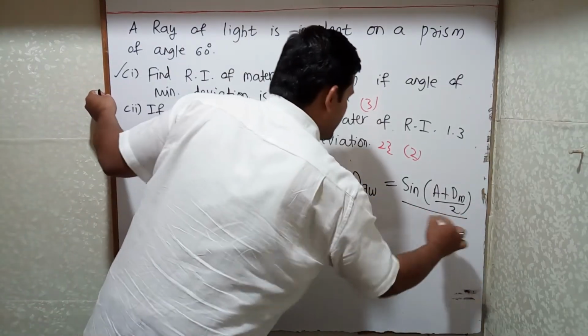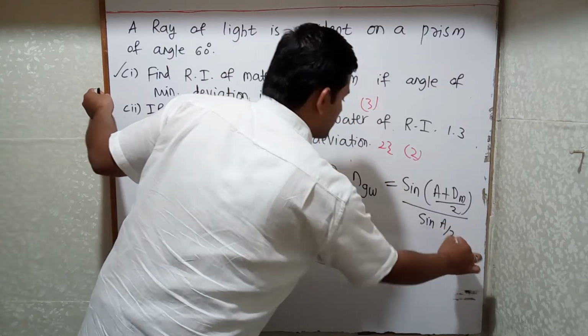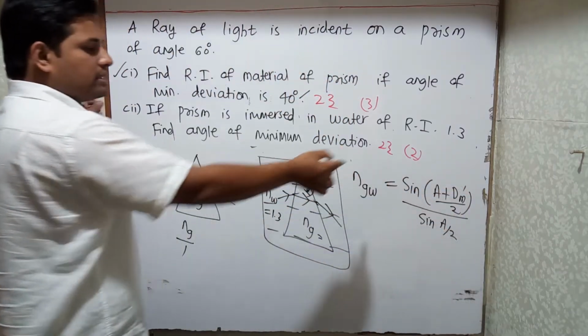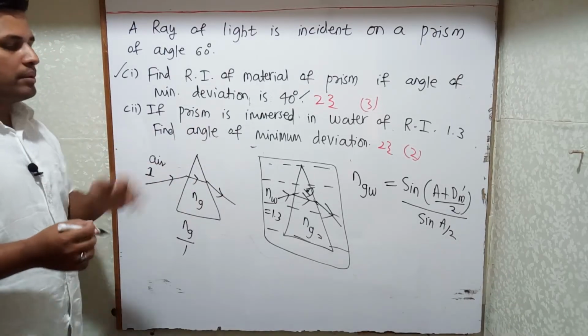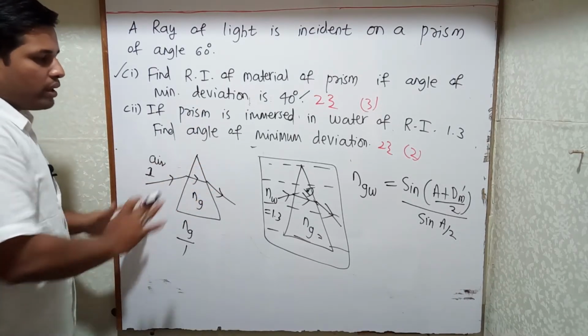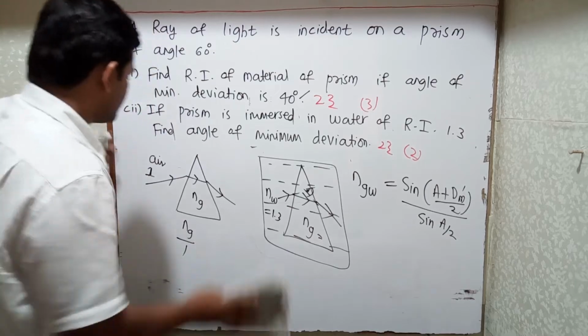So divided by sine of A divided by 2. So let us call this as dm dash. That's what we are gonna calculate. Find the angle of minimum deviation they have asked. I hope you got this model. Let us solve this now.